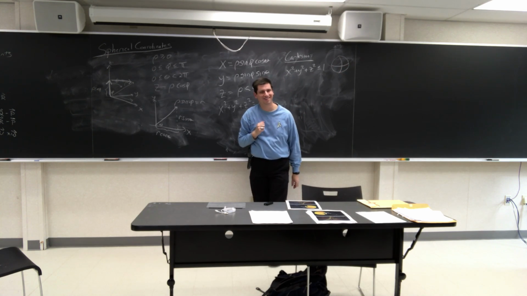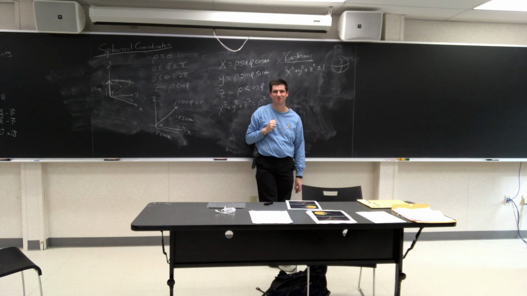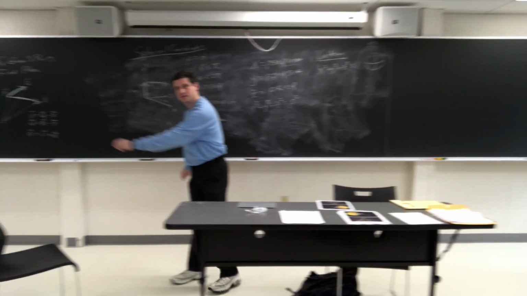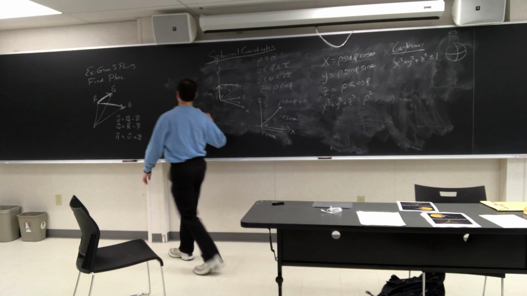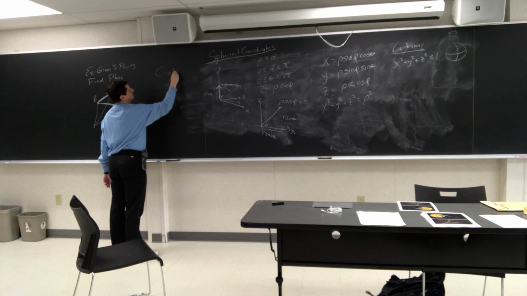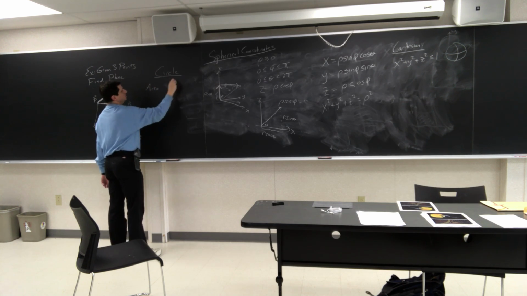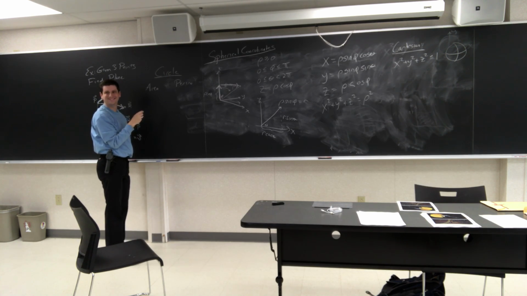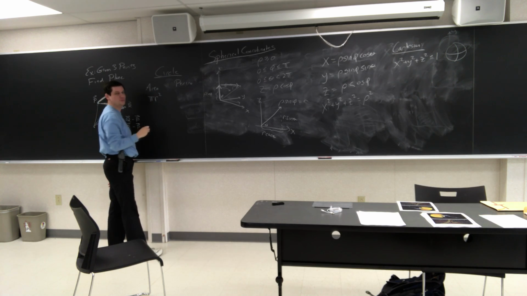Anybody remember the volume of a sphere? 4/3 pi r cubed. Anybody remember the surface area? All right, let me just do an aside. So let's do a circle. What's the area of a circle? Come on, fast, fast, fast. Area of a circle, radius r. Pi r squared. And the perimeter.